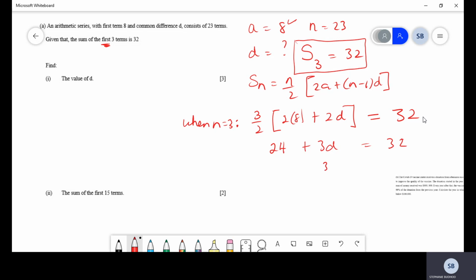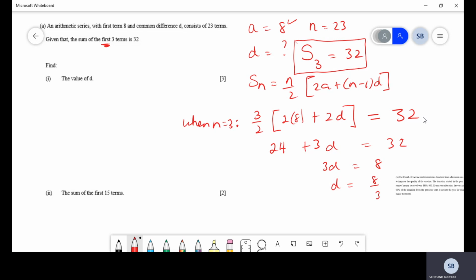And from here, 32 minus 24, 8. Oh, I'm sorry, that's 2d. No, that's 3d, that's correct. Right, and then therefore d is equal to 8 over 3.